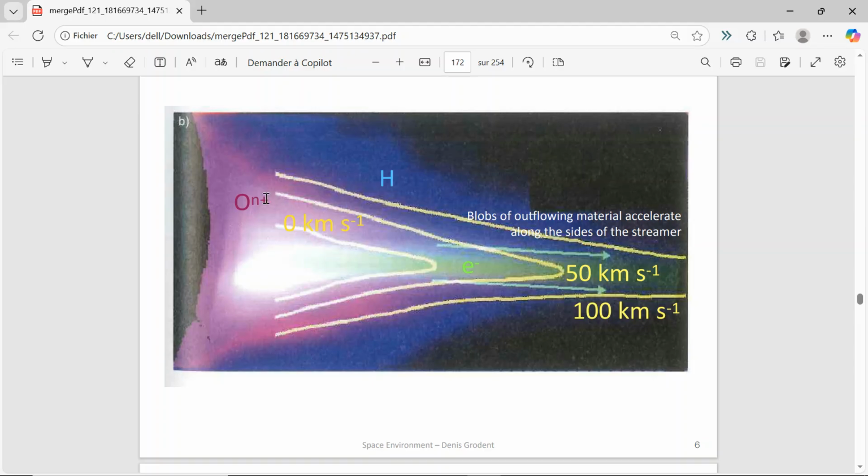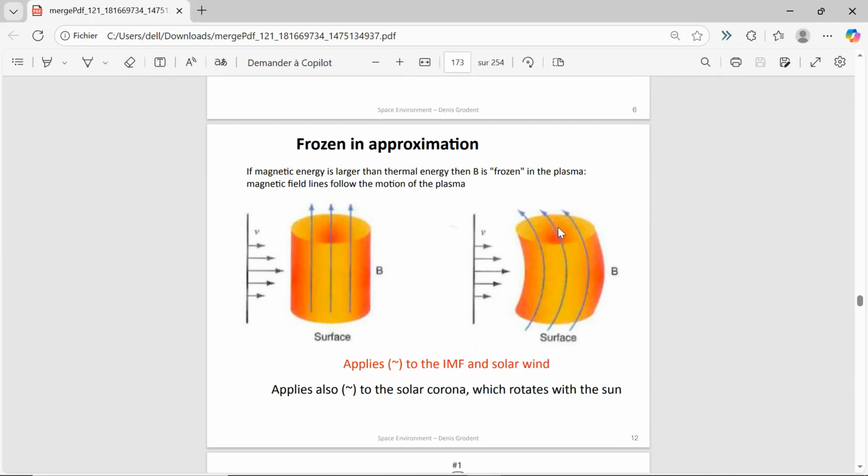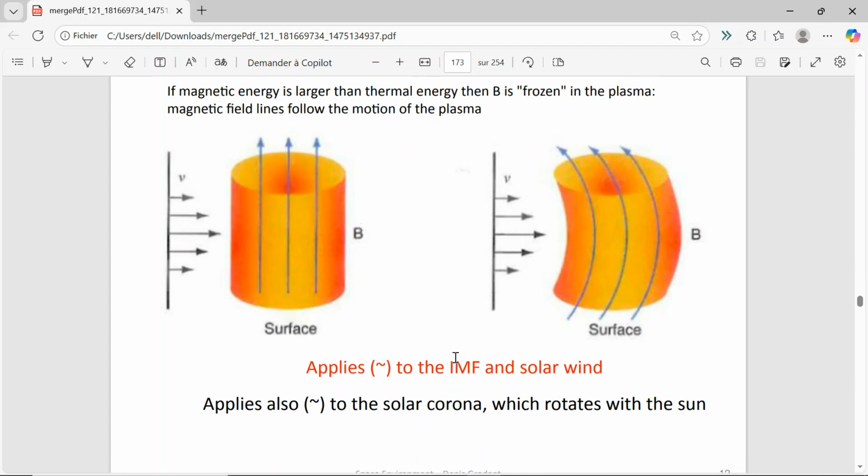You see those connected magnetic field lines, and you can see the open magnetic field lines right here, and in between you have the streamers. Okay, the frozen approximation is very useful and very helpful in the explanation of the magnetic field of the sun.